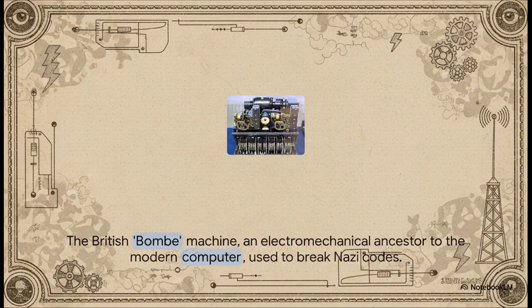And this is what they used, machines just like this one, the bomb. They are the direct ancestors of the computer on your desk or in your pocket. Developed from some amazing Polish designs, these huge electromechanical beasts were built for one critical purpose: to break Nazi codes. And this fusion of intelligence work and raw computation, well, it set a precedent that we're still feeling today.